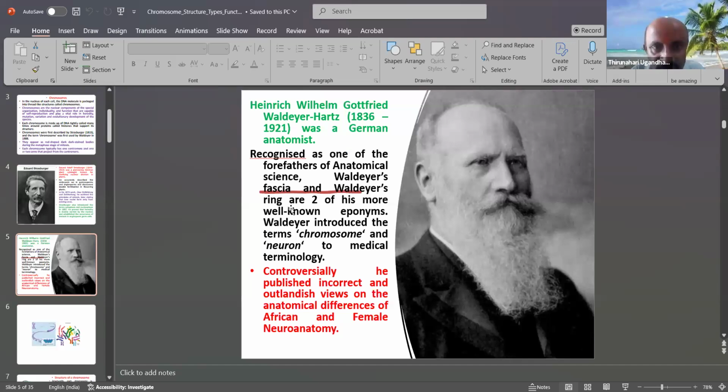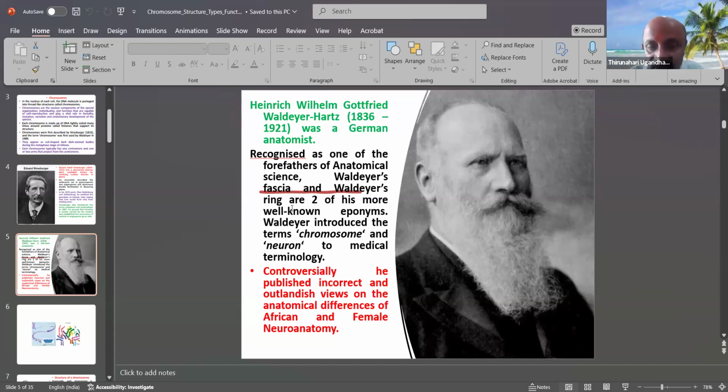This is Waldeyer. Heinrich Wilhelm Gottfried von Waldeyer-Hartz, 1836 to 1921, was a German anatomist, recognized as one of the forefathers of anatomical science. Waldeyer's fascia and Waldeyer's ring are two of his more well-known eponyms. Waldeyer introduced the terms chromosome and neuron to medical terminology.